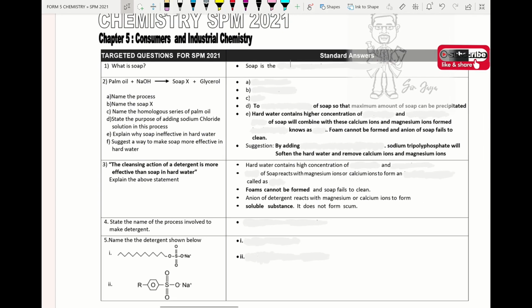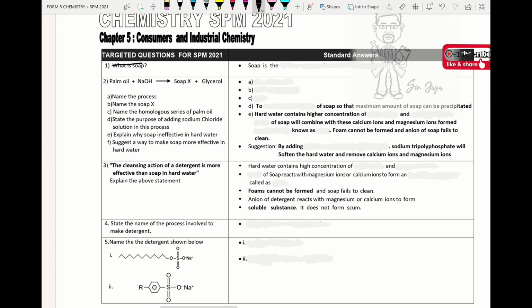Okay, under soap and detergent, please check what is meant by soap. If they ask what is meant by soap, please remember, write down like this: RCOO⁻Na⁺ or RCOO⁻K⁺. Soap is the sodium salt or potassium salt of fatty acid. In the soap making process, palm oil reacts with concentrated alkali, potassium hydroxide or sodium hydroxide. We will get soap plus glycerol. The soap making process is known as saponification.